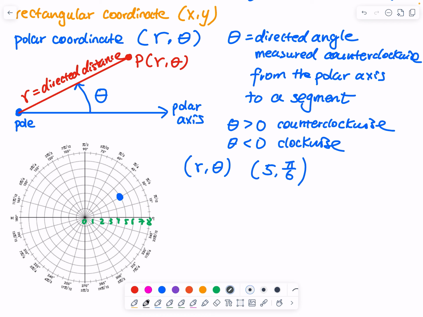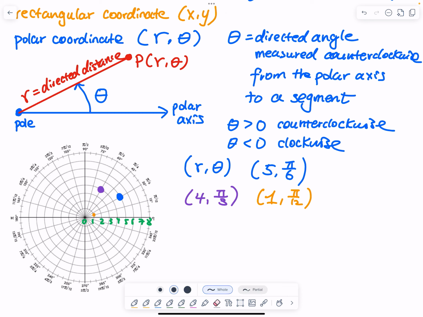Okay, let's do more points. The next point, how about let's do 4 comma pi over 3. So we go to 4, and then we go to pi over 3 right there. That is your point. And then the next one, let's do 1 comma pi over 12. So that is 1 comma pi over 12, which is right there. This one I will just do one little point, to not confuse you, because we are not supposed to sketch the trail. So I will just erase that.